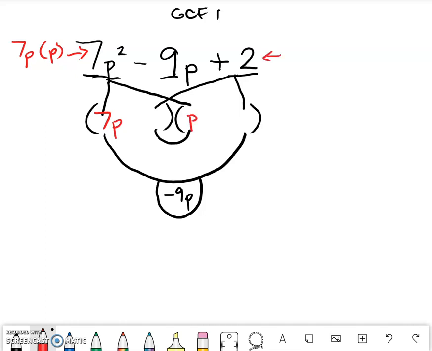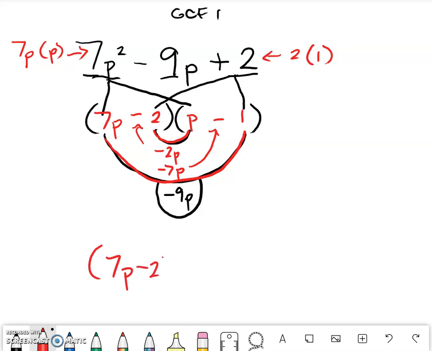All right, we look at the other combination. So 2 times 1. Okay, so now it's, where does the 2 go? Where does the 1 go? I can put 2 here and 1 here, and then multiply what loops connect. So 2 times p, and then 7p times 1 is 7p. Ooh, okay, when I add those together, that's 9p, but I want negative. So if I make both of these negative, there's negative 9p. Sweet, right? So there's my factored form, 7p minus 1 times p minus 2.